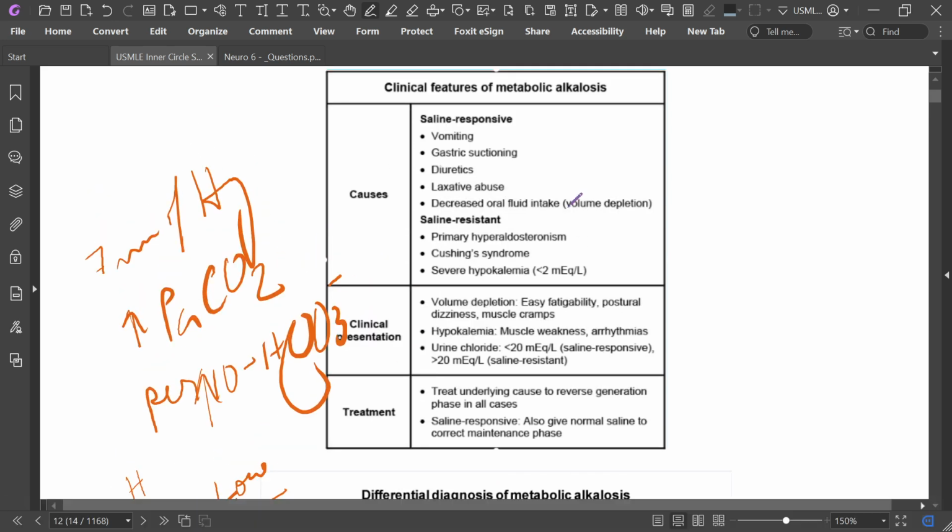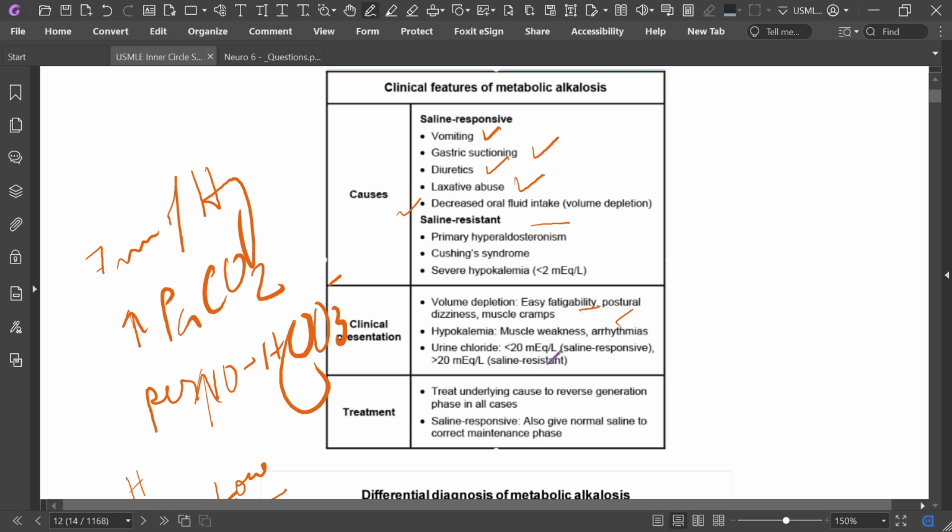Okay, so saline responsive, these are the causes: vomiting, gastric suctioning, diuretics, laxative abuse, and decreased oral fluid intake, causing volume depletion. Saline resistant: primary hyperaldosteronism, ectopic ACTH, Cushing syndrome, severe hypokalemia. Clinical manifestations: volume depletion, easy fatigability, postural dizziness, muscle cramps, hypokalemia, muscle weakness, arrhythmia, urine chloride less than 20 milliequivalent.